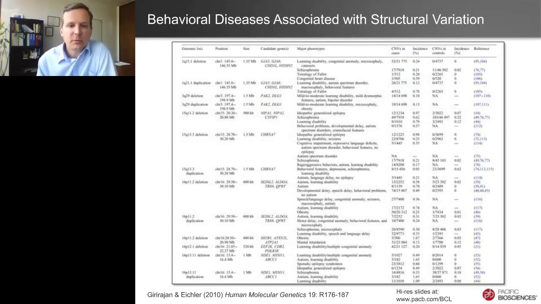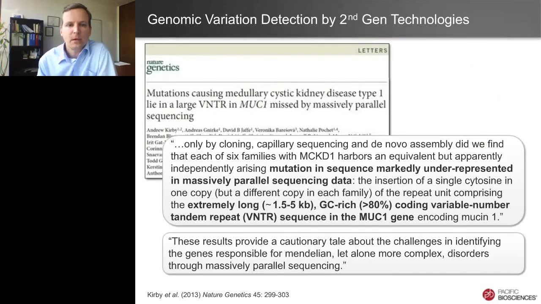This is a table from a review paper by Evan Eichler and colleagues showing that many behavioral diseases, autism, learning disabilities, schizophrenia, are caused by different types of structural variations, deletions, duplications, and so forth. This is a partial table in the paper. This goes on. The limitations of the short-read technologies to look at these types of variations have been described.